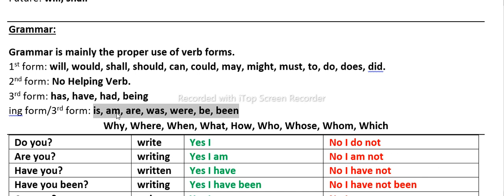For example, I'm reading the newspaper. I am teaching the students. He is going to school. We are playing cricket. Okay, so like this. When these words are followed by ing form, it means that it's active voice. Somebody who can do something is mentioned in it.